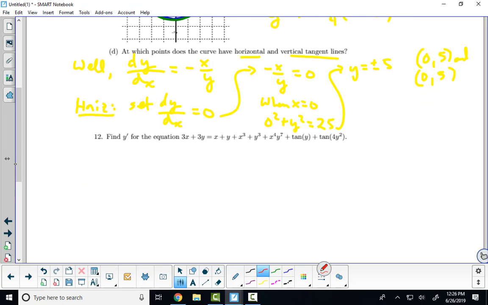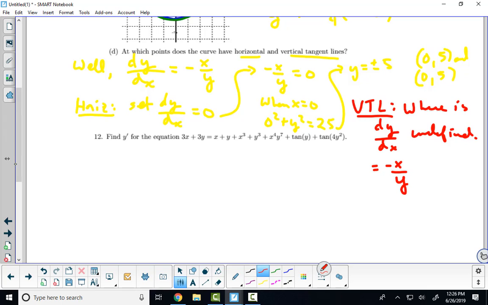How about vertical tangent lines? Where do we have vertical tangent lines? Well, we said before, what's the slope of a vertical line? Not infinity per se. In just an algebra class, we said that the slope is undefined. So we asked, where is dy dx undefined? Well, dy dx is equal to negative x over y. Where is this undefined? When y equals 0.